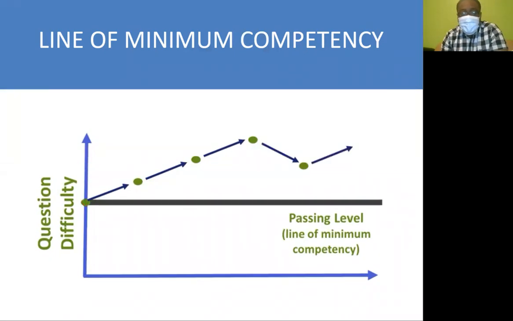The question difficulty is increasing as you get the questions right. If you fail the question, what happens? So we are here, and then this student fails this question. The computer will automatically give you a lower and less difficult question. So you can see the question level has dropped.